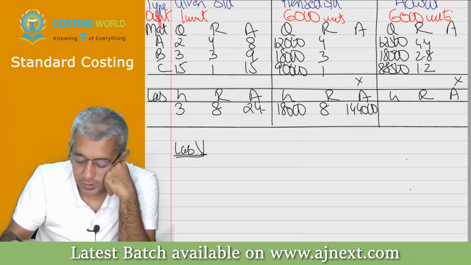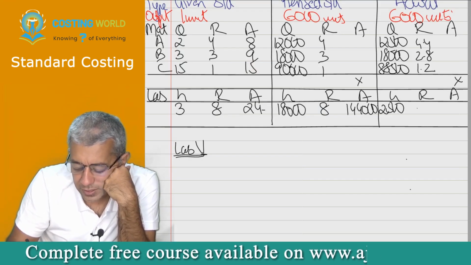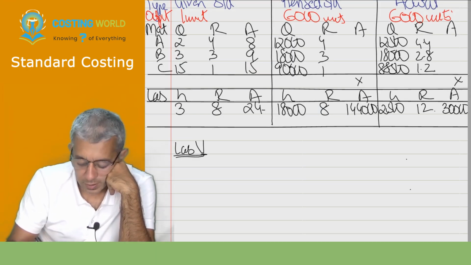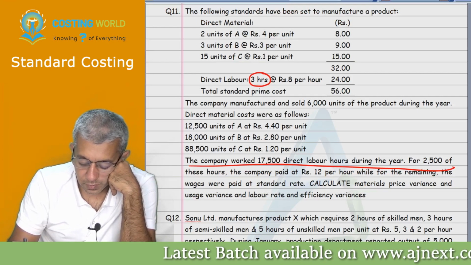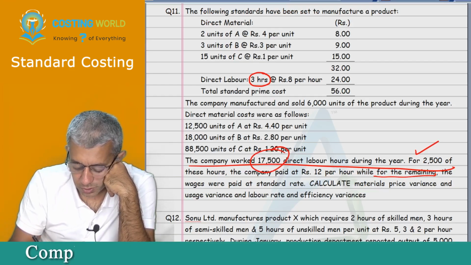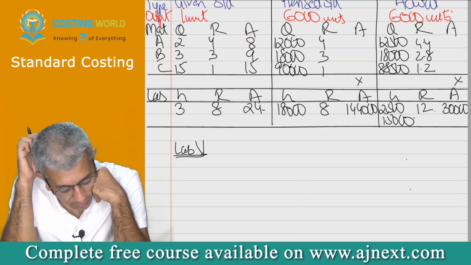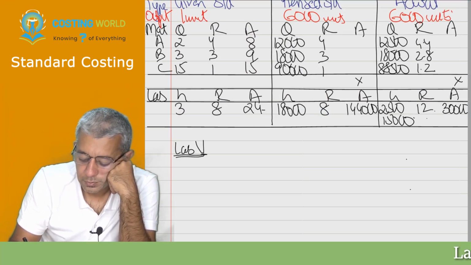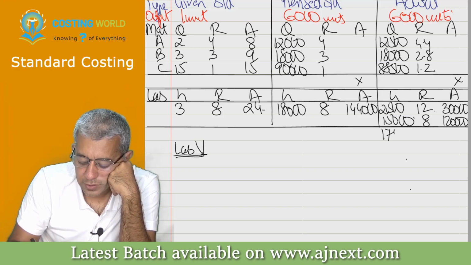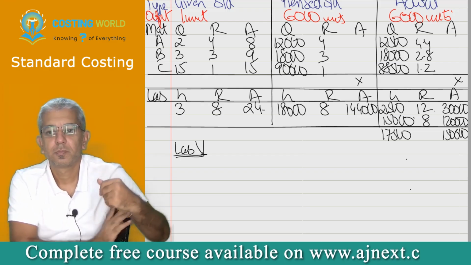So let's do one thing. We'll write it twice. For 2,500 of these hours, the company paid at the rate of 12, 30,000. And for the remaining, means 17,500 minus 2,500, so 15,000 hours, they were paid at standard rates. Tell me, standard rates means at what rate, beta? 8. So therefore 1,20,000. Total 17,500, total 1,50,000.